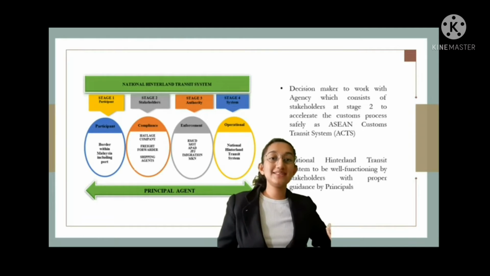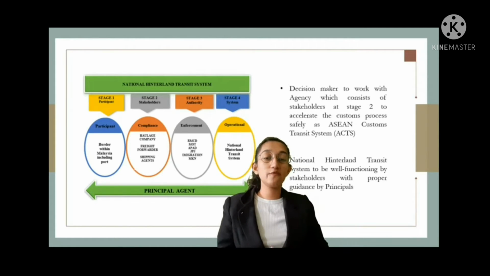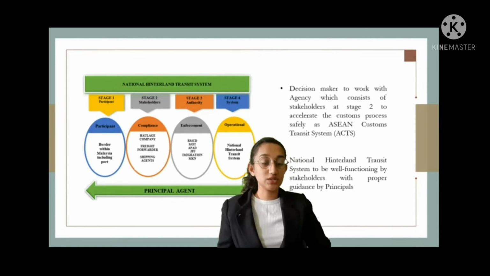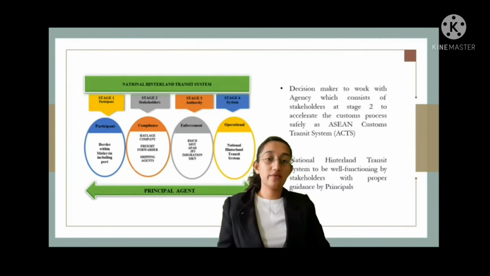The national interline transit system is a system that will involve the agencies and the stakeholders. Agency means the RMCD, the Royal Malaysia Customs, MOT, JPJ, MKN, and immigration. All of them will be involved, because the security of the system is to be enforced by them. In this system they will track where the trucks are moving within Malaysia, and where they stop.